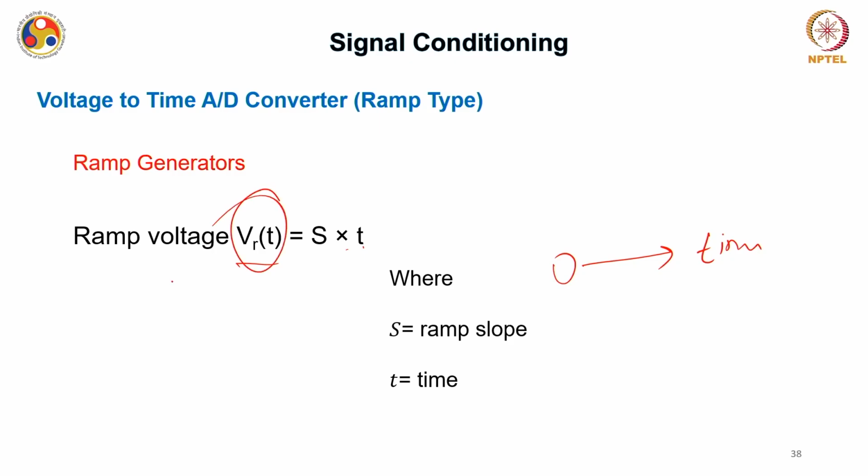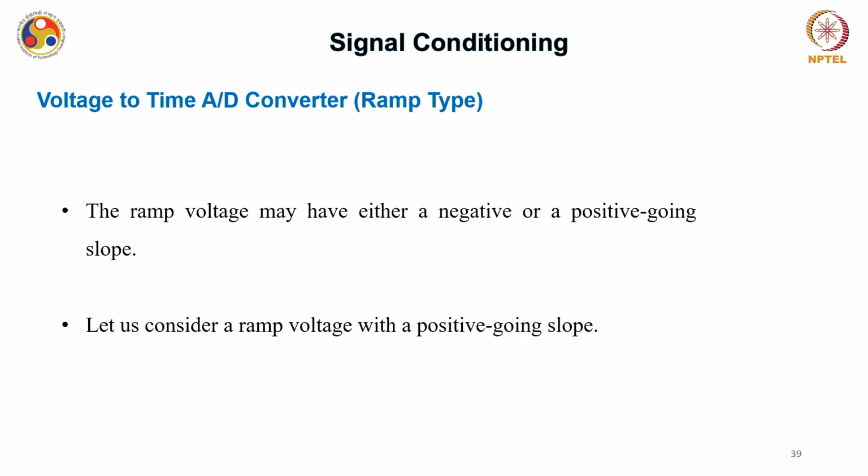So say VR, the ramp voltage, is directly proportional to T. Removing the proportionality, I put in one constant S, which I call the ramp slope. Let me call this equation 1. So regardless of the ramp type, I have ramp voltage VR equal to S into T, where S is the ramp slope and T is the time interval. The ramp voltage may have either a negative or positive going slope, as we have just discussed. For our discussion, let's consider that a ramp voltage with positive going slope is available.